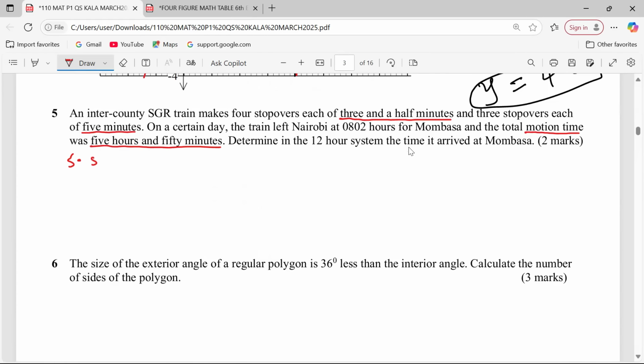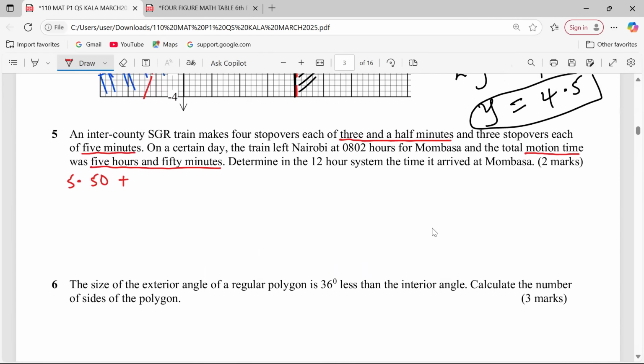5 hours, 50 minutes. Then we shall add, there are 4 stopovers, each 3.5 minutes. Then we add again 3 stopovers, each 5 minutes. These are all minutes. So when we multiply 3.5 by 4, we'll get 14 minutes. So these are these 5 hours 50 minutes.